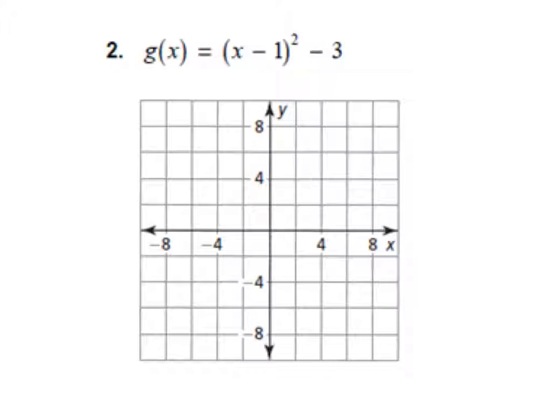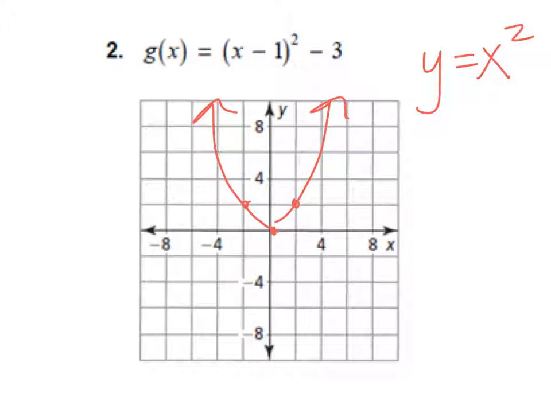Again, we're going to start by graphing our parent function, which is y equals x squared. Something like this. Then we look at our equation. We notice that two things have changed from our parent function. The first change is this -1. And because the -1 is taking place inside our parentheses, it moves our graph left or right, but opposite of what we think.